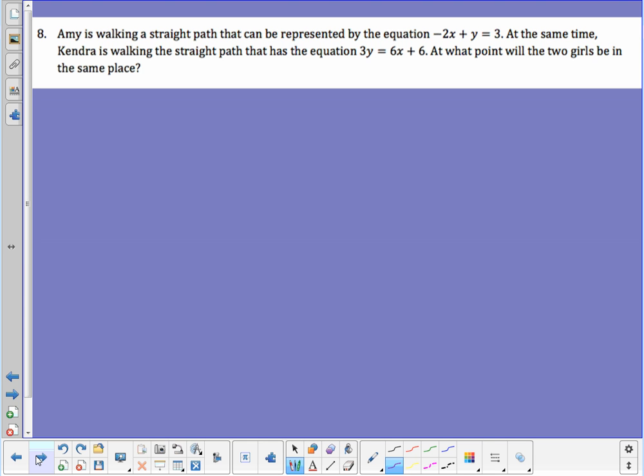So you have a lot of ways that you could solve this. We could use substitution, we could graph the two equations and see where they go, or we could use elimination. If I look at the two equations that I have, negative 2x plus y equals 3 and 3y equals 6x plus 6, there's a couple of things that I notice.